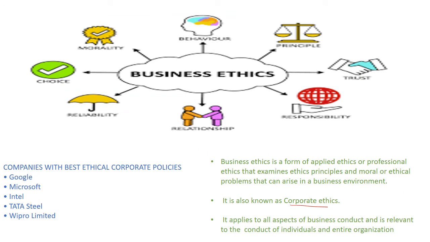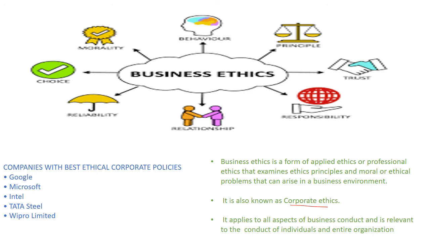Okay, next is business ethics. In the picture you can see trust, principle of business, behavior of the organization, that is how the organization behaves with the employees and the different stakeholders, then morality of the organization, reliability of the organization, relationship, responsibility. All these things are collectively known as business ethics. So business ethics is a form of applied ethics. We already discussed three types of ethics: meta, normative and applied ethics. So business ethics comes in the applied ethics category, or professional ethics, that examines ethical principles or moral issues that can arise in a business environment, and how to tackle them, right?